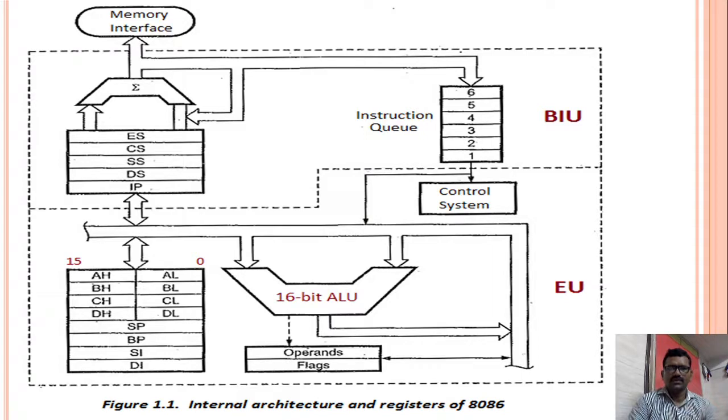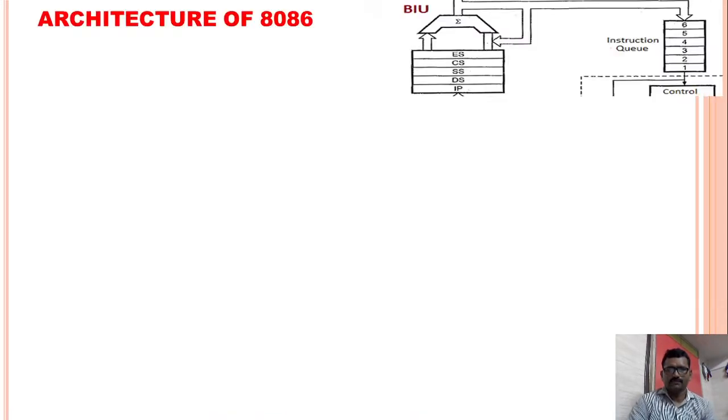The upper one consists of different parts: the queue, physical address adder, code segment register, and so on. Coming to the EU, it contains registers, ALU, and control circuitry, decoding circuitry also. Let us see in detail.